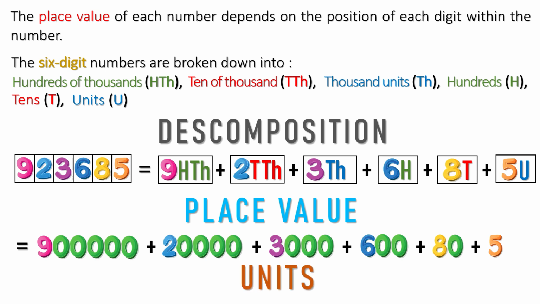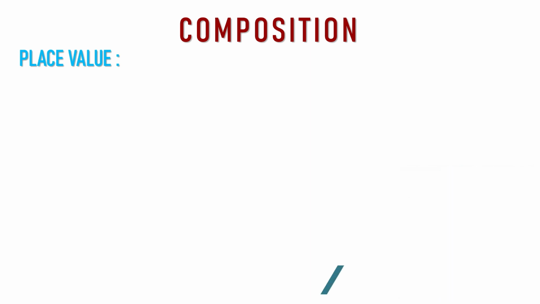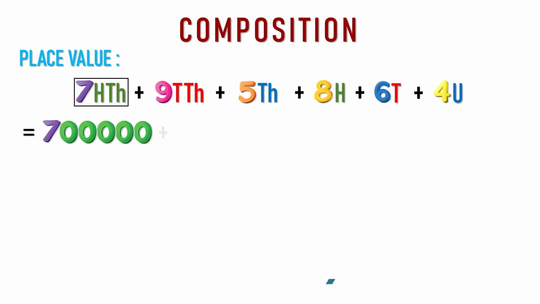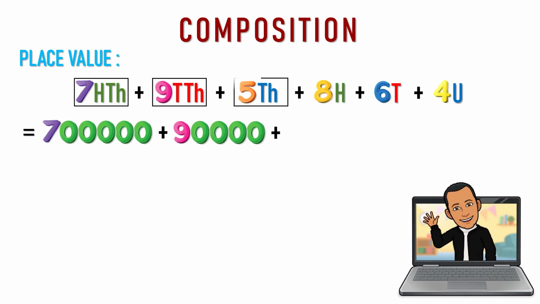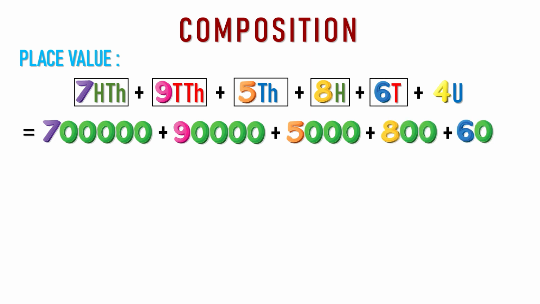On the other hand, understanding number decomposition, either by place value or by units, will make it easier for you to understand how to perform composition. To do this, we will use an example where, based on place value, we have the following values, where 7 hundreds of thousands correspond to the value 700,000, 9 tens of thousands correspond to the value 90,000, 5 units of thousands correspond to the value 5,000, 8 hundreds correspond to the value 800, 6 tens correspond to the value 60, and 4 units correspond to the value 4.